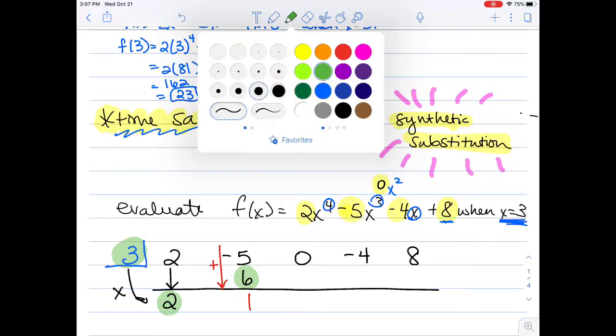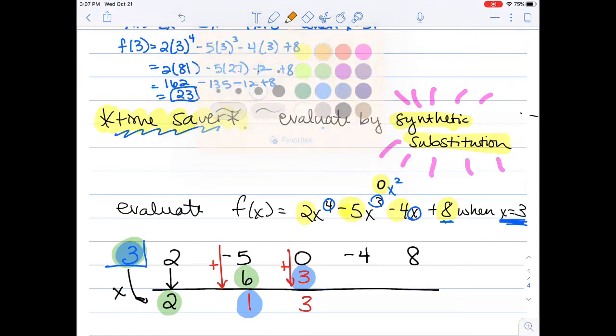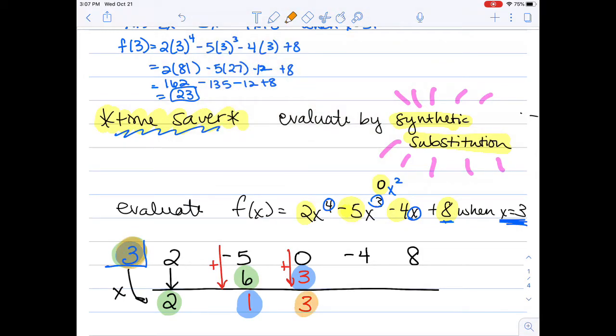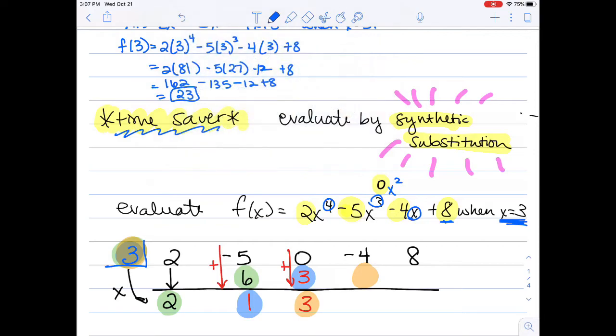And now we're back at that bottom line. So now I'm going to multiply 3 times 1, and we put it here. 3 times 1 is 3. Now we add down: 0 plus 3 is 3. Again, we're back at the bottom line, so we multiply 3 over here times this 3, and we put it here, which is 9. Add down. Negative 4 plus 9 is positive 5. We multiply again this 3 times this 5, and we put it here. 3 times 5 is 15, and then we add down again.